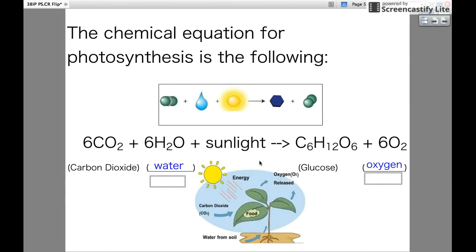Okay, the stuff over here on the left side of the arrow, those are considered reactants. That's what's needed to make the reaction happen. Over on the right-hand side, these are called products. That's what you get from the reaction. So that should be it for photosynthesis.